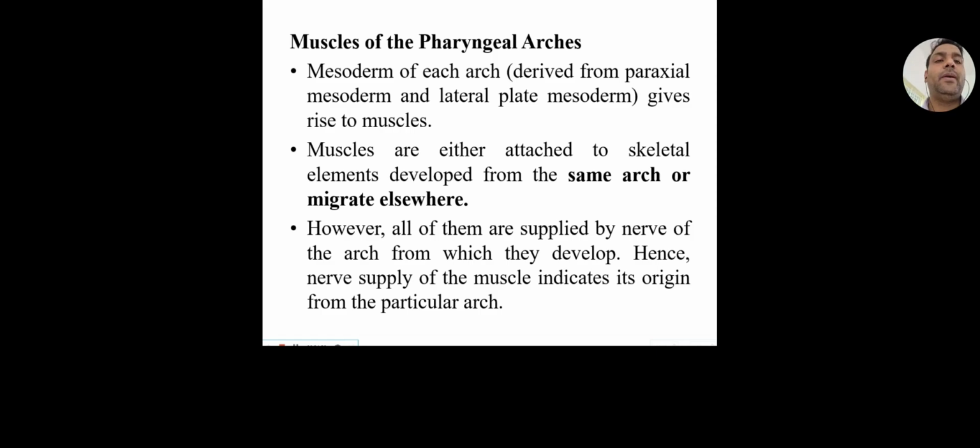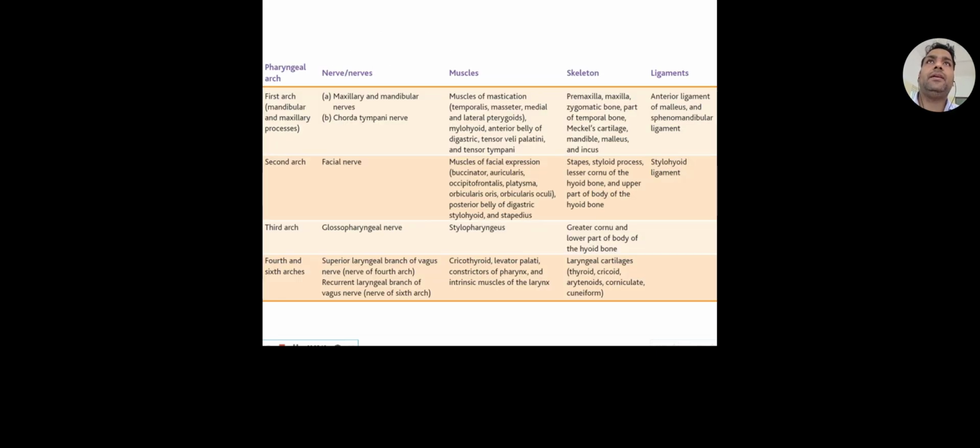It is the only remaining pre-traumatic branch in human beings. And muscles are largely derived from the mesoderm that we have already discussed. They may remain there or migrate, but they retain the nerve supply of that arch. So if you remember the nerve supply, you can remember the entire pharyngeal arch in a table form like this.